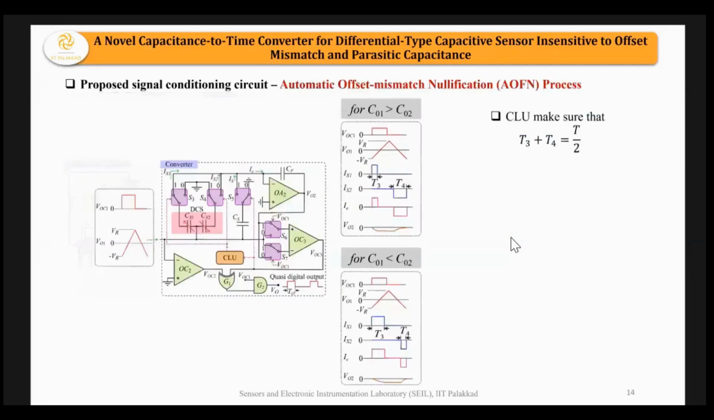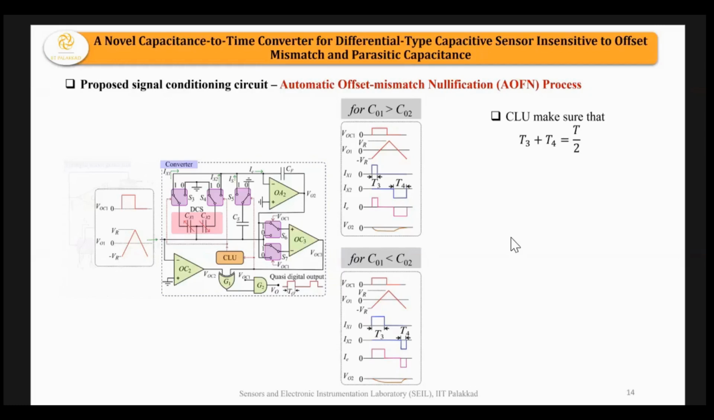Now we'll see what happens when C01 and C02 are not equal. In the proposed signal conditioning circuit, it implements an automatic offset mismatch nullification process, which is carried out by the CLU. Whenever we connect a new differential type capacitive sensor, the CLU will initially set CS aside, not connecting CS to the circuit, and it will check the output voltage V02. If C01 and C02 are not equal, V02 will increment in a positive or negative direction.